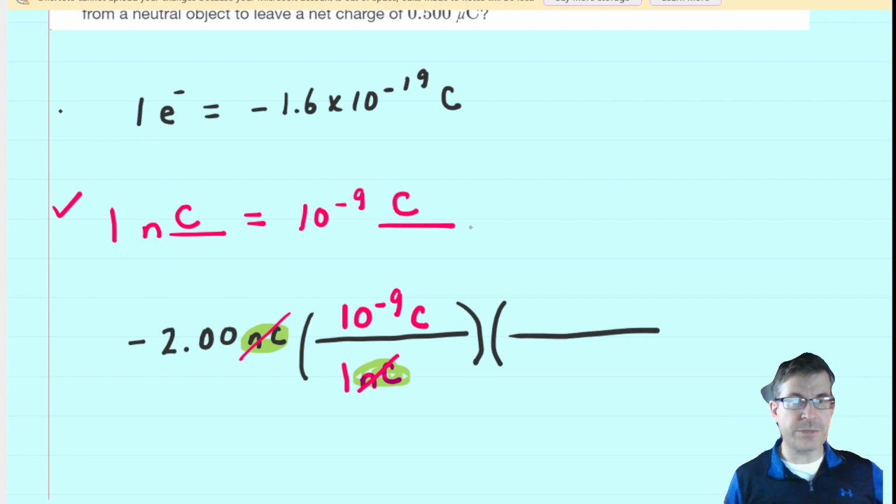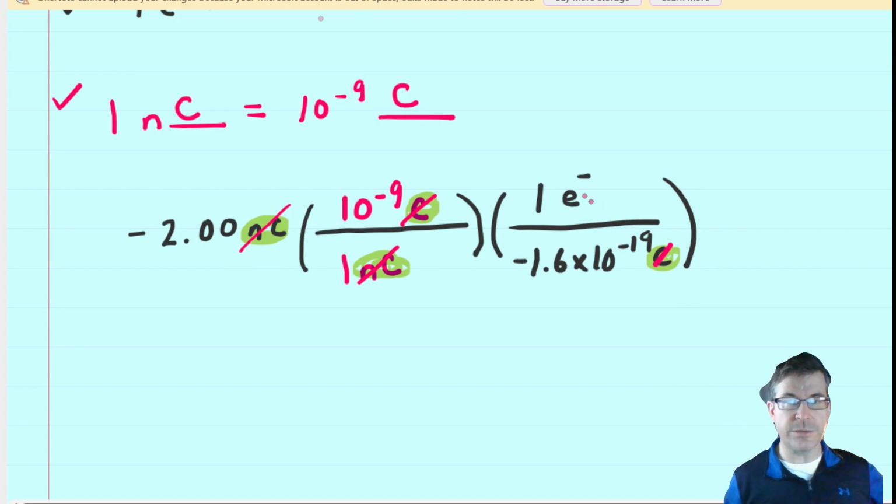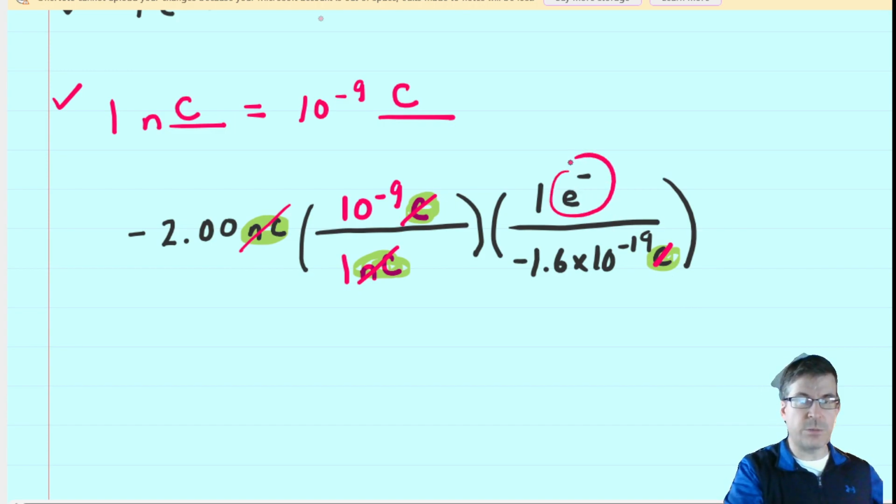And we can see from the second conversion that 1 electron carries a charge of -1.6 times 10 to the -19th coulombs. And once again, we've set this up very strategically so that the coulombs and the coulombs in the denominator will cancel out. So those units would cancel out because they're diagonally situated. That's going to leave us with a unit of electrons, which is exactly what we're looking for.